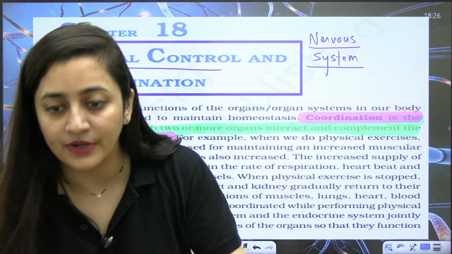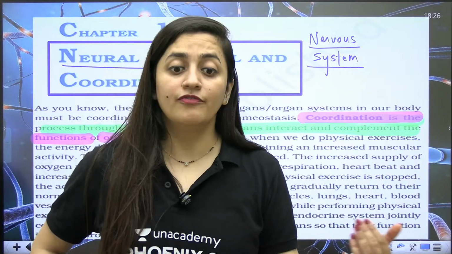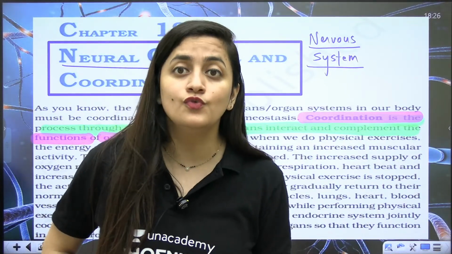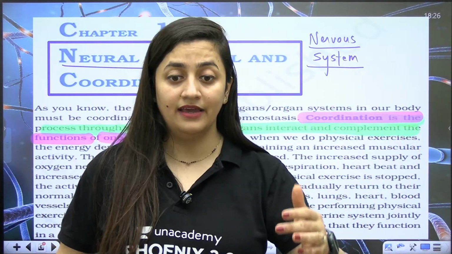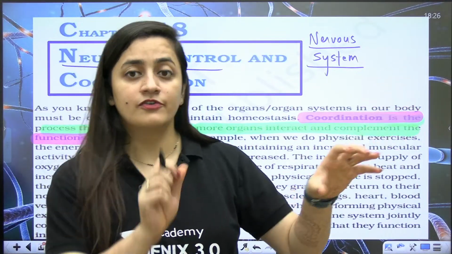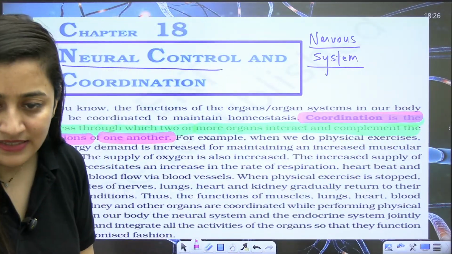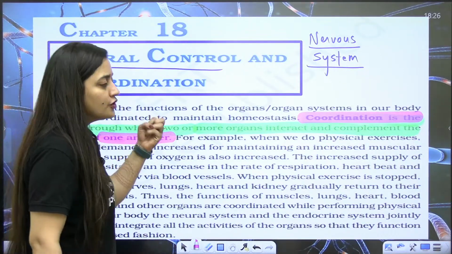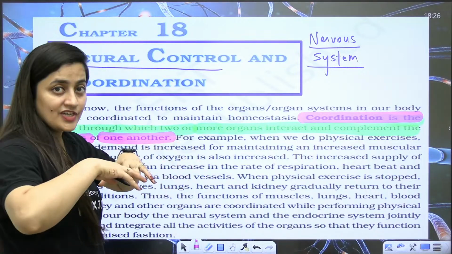Just for an example, you can take the example of a company, a multinational company, or even a small company. If there is a manager and subordinates, there should be an interaction. Things should be clear, that this is what you have to do, that is what you have to do. So coordination is very important, by which two or more organs interact and complement each other's function.